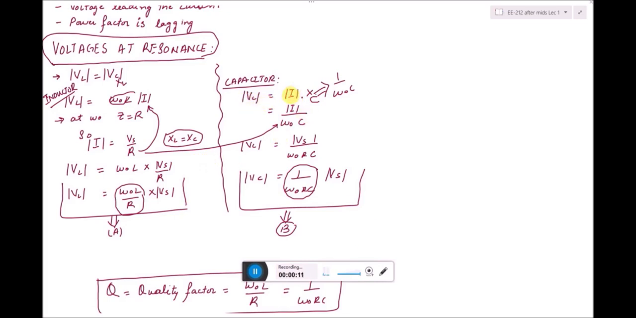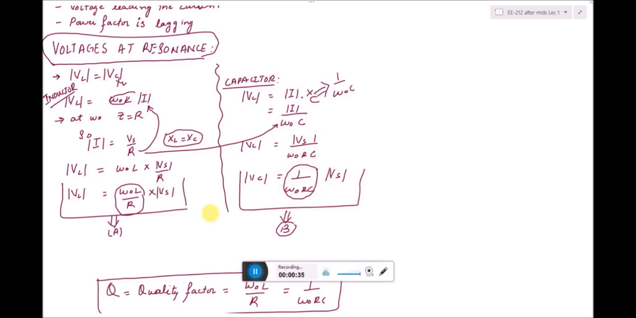So now if we have to find the voltage across the capacitor, again the formula will be the same. VC is equal to I, the current through the circuit, into the capacitive reactance. Now capacitive reactance is equal to 1 over omega naught C, and the current that we already know across the circuit will be Vs over R. So we'll put these two values into the first equation, and we get the voltage across the capacitor is equal to the source voltage divided by omega naught RC.